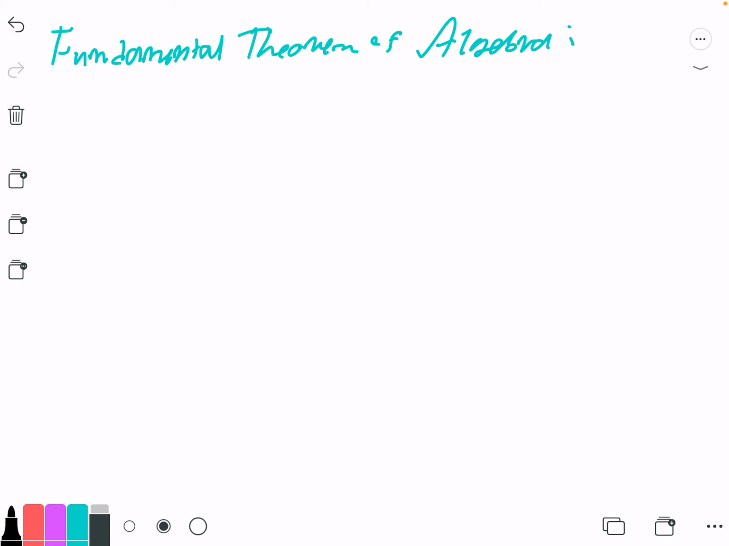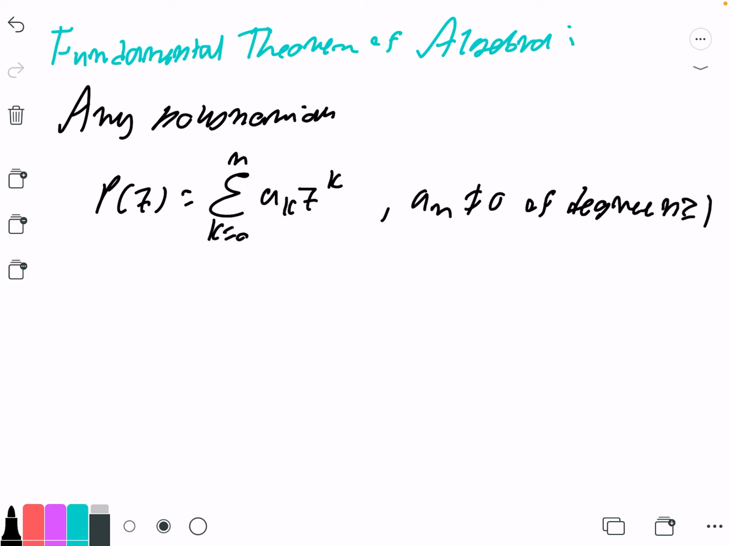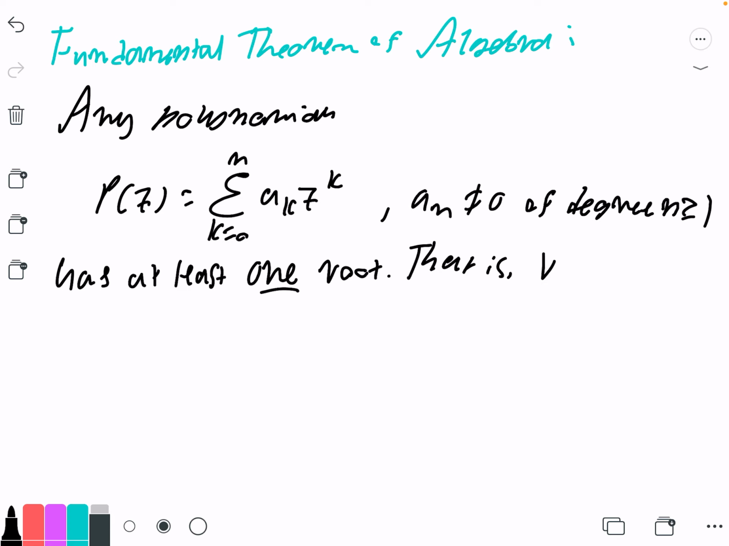Okay. So any polynomial. This is very familiar to all of us. P of z equals the sum from k equals 0 to n of a_k z^k, such that a_n does not equal 0, of degree n greater than or equal to 1, has at least 1 root. That is, there exists some z0 in the complex plane such that P of z0 is 0.